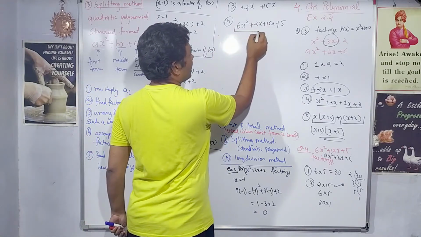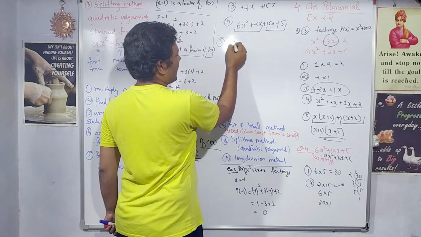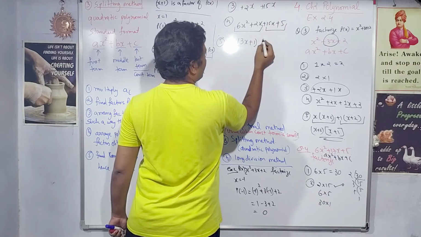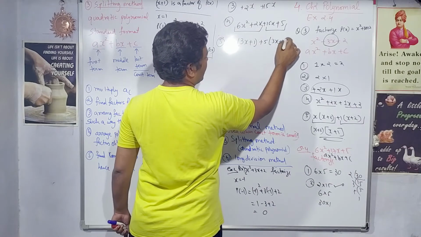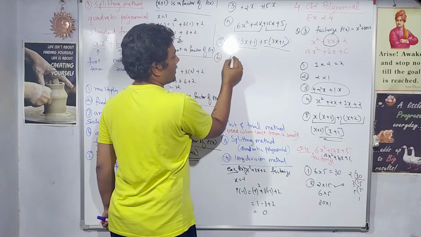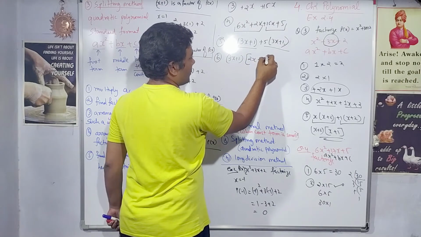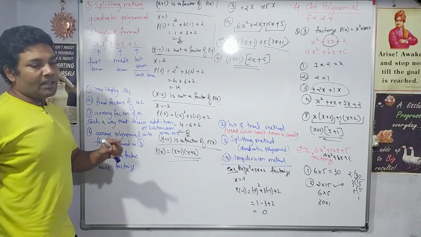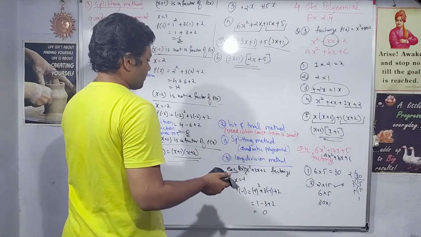So now again making pairs of 2. What will be common from this pair? 2x. So here remaining will be 3x plus 1. From this pair what will be common? 5. So remaining will be 3x plus 1. Again from this and this you can take out 3x plus 1 common. Remaining will be, here remains 2 and here remains 5. So these are the factors. Simple? Yes. Splitting method is very simple. Let us see some more sums based on the splitting method.